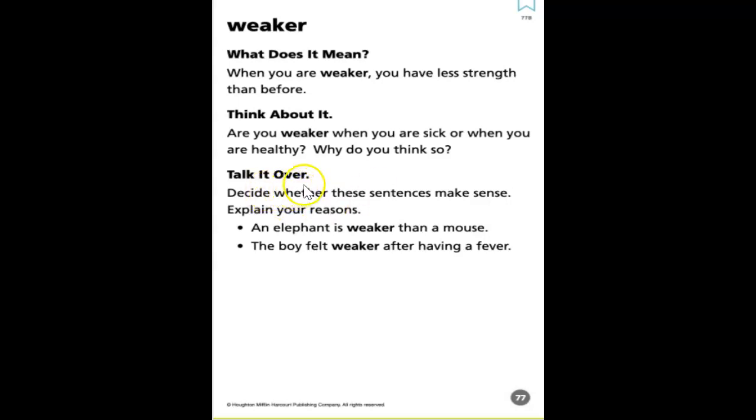Talk it over. Decide whether these sentences make sense and explain your reasons. Ready? An elephant is weaker than a mouse. No, I think an elephant is stronger than a mouse. The boy felt weaker after having a fever. Yes, that makes sense because after you have a fever, you don't feel well and you feel weak. You have less strength than before.